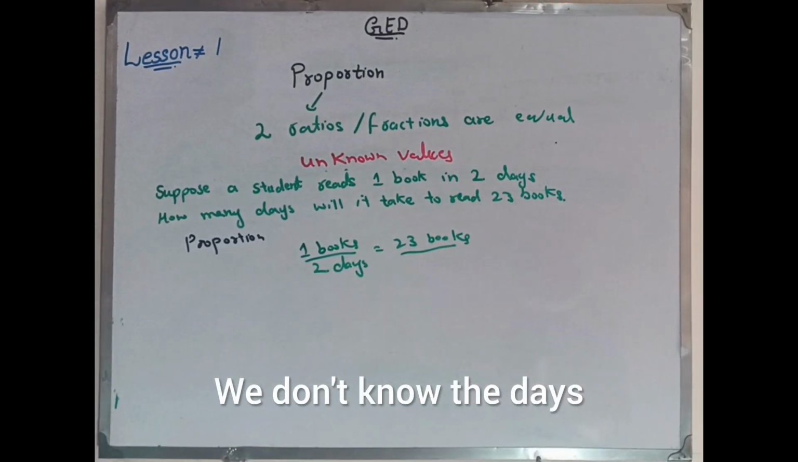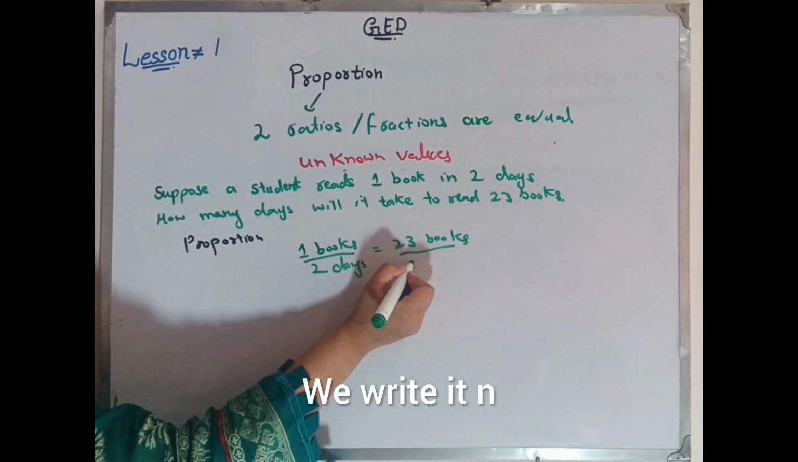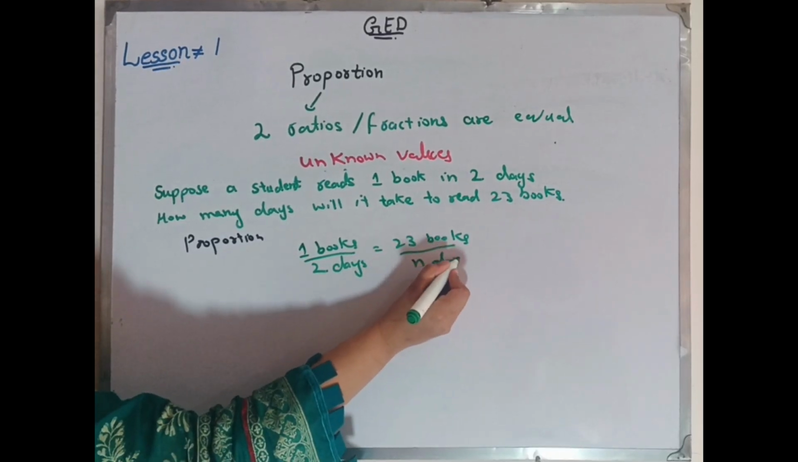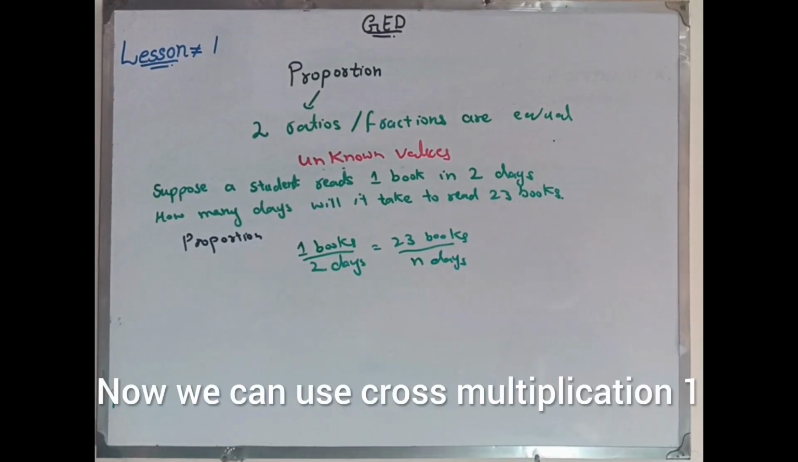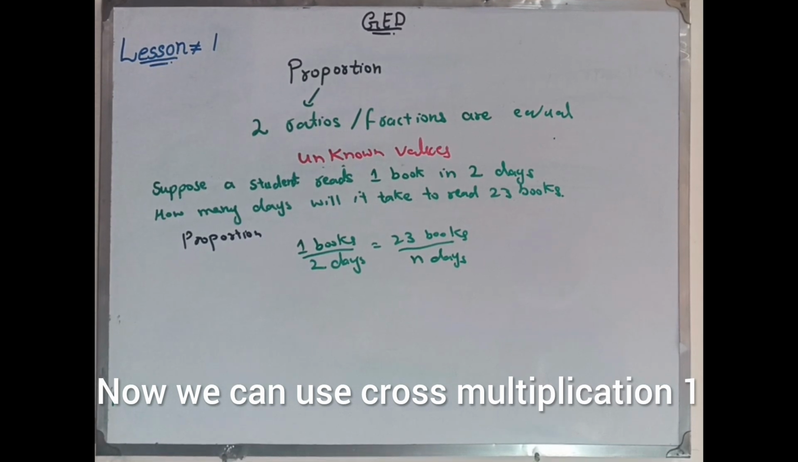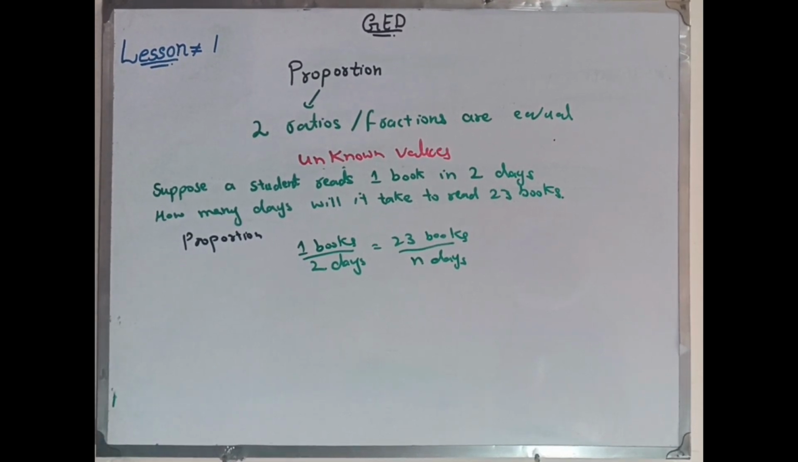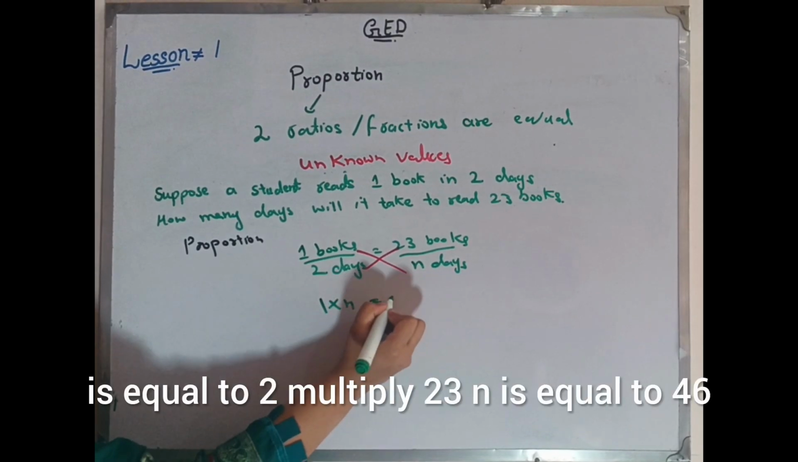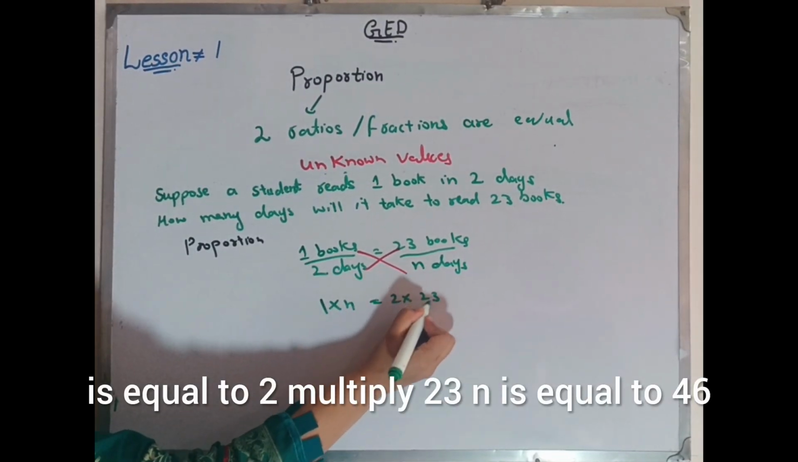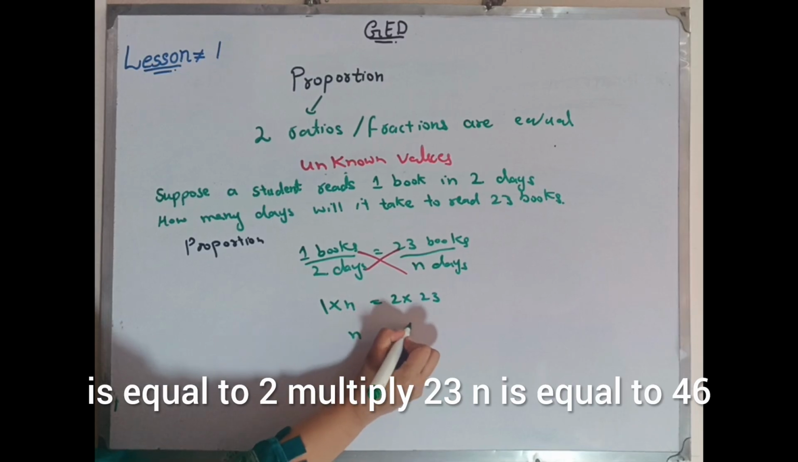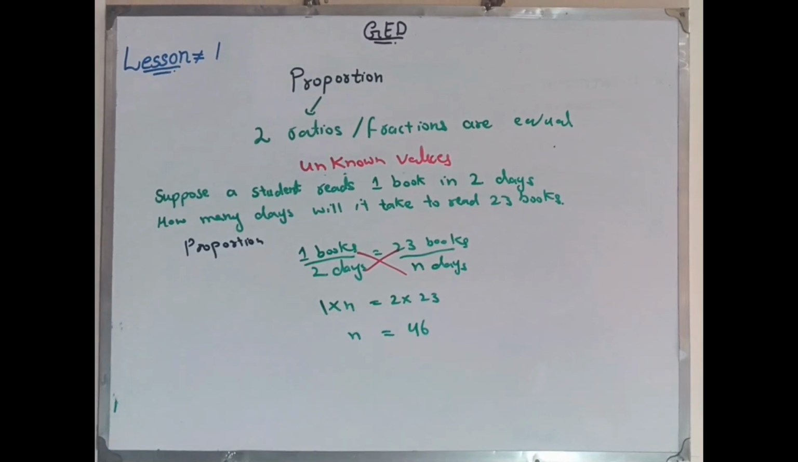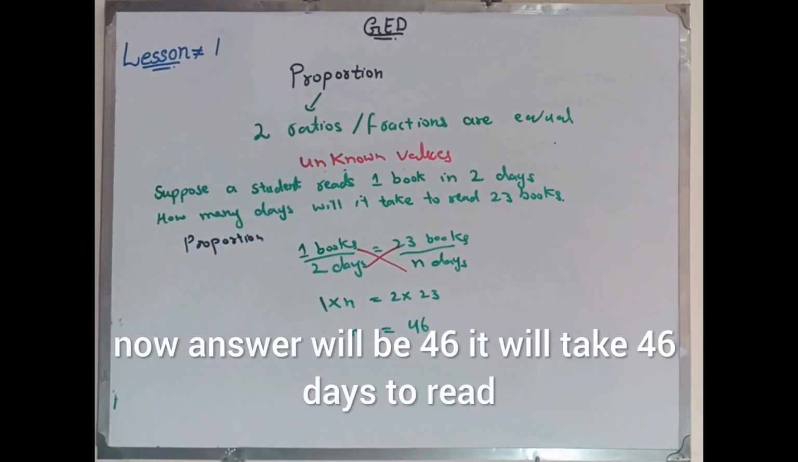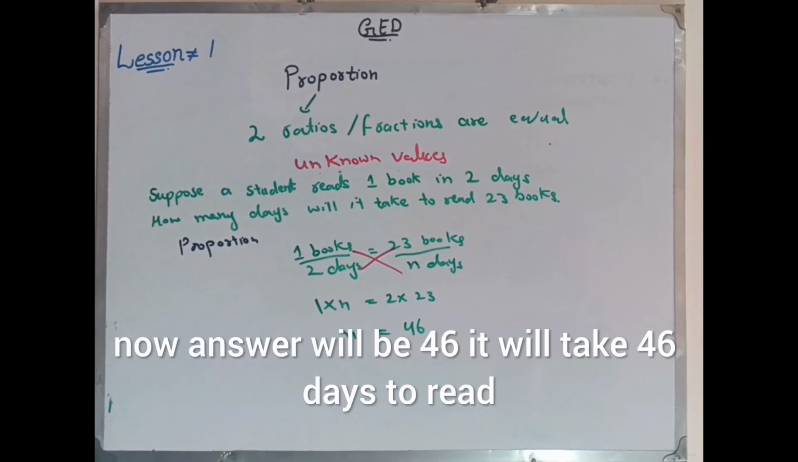We don't know the days, so we write it n days. Now we can use cross multiplication. 1 multiply n is equal to 2 multiply 23. n is equal to 46. Now the answer will be 46. It will take 46 days to read.